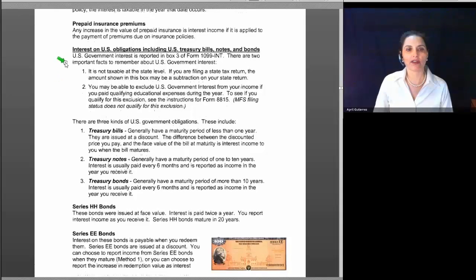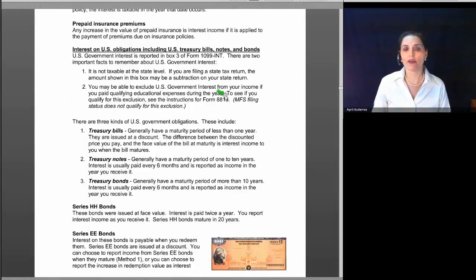And then we move on to interest on U.S. obligations, including U.S. Treasury bills, notes, and bonds. U.S. government interest is reported in Box 3 of Form 1099-INT, and there are two important facts that you need to remember about U.S. government interest. Firstly, U.S. government bond interest, by law, cannot be taxed at the state level. And you may be able to exclude U.S. government interest from your income on the federal return as well if you used that interest to pay for qualifying higher education expenses.